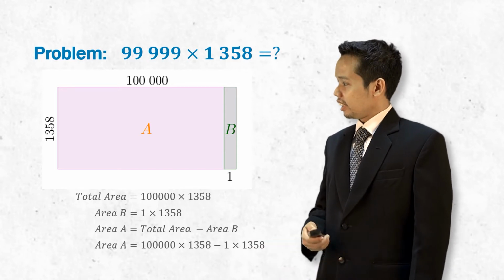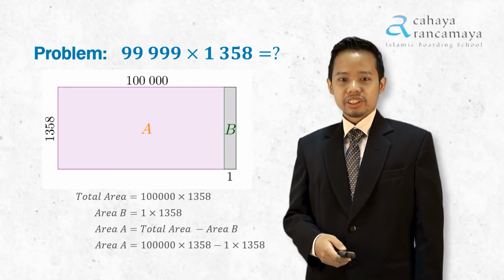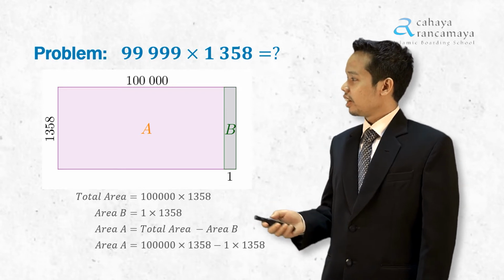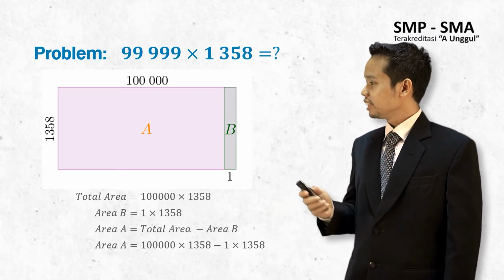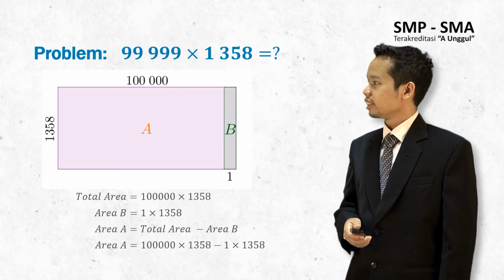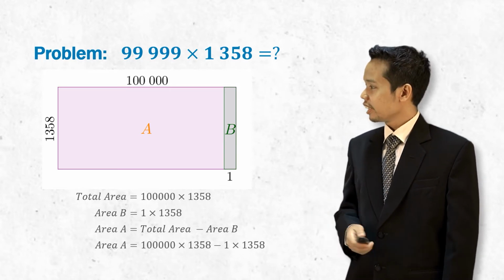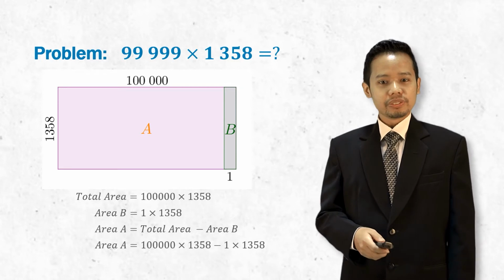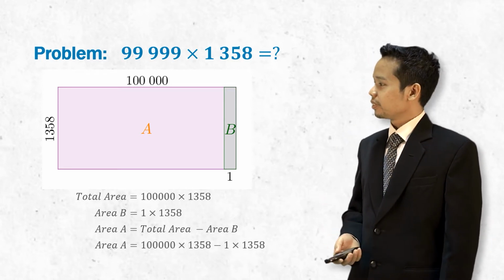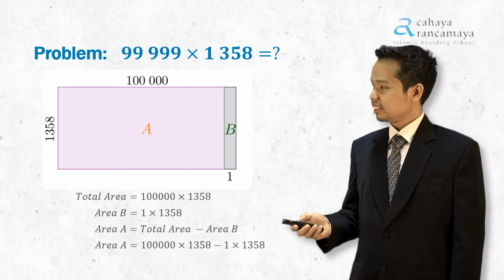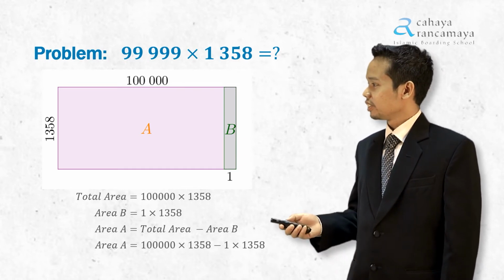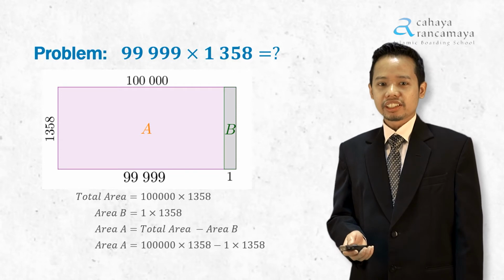Part A is also a rectangle. What do you think about the base of part A? The base of the original rectangle was 100,000 and the base of rectangle B is just 1. So, the base of rectangle A is 100,000 minus 1, which is equal to 99,999.